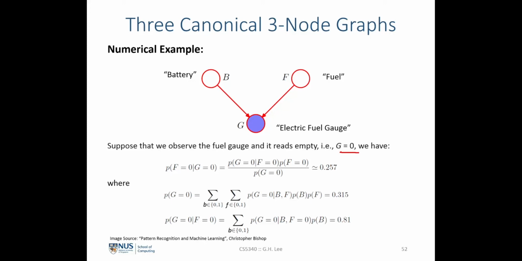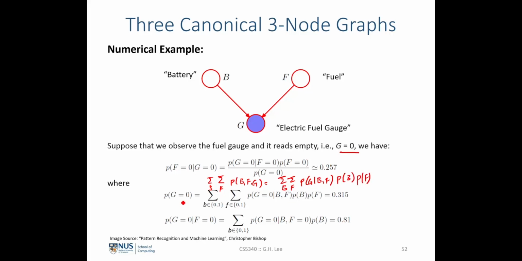Now let us first look at how to compute the denominator, the marginal probability of G equals 0. Since this is the marginal probability of G, what it means is that I would have to marginalize off B and F from the joint probability distribution of B, F, and G. And this can be rewritten as the marginalization over B and F, replacing this joint probability distribution here with our factorized probability from the graphical model, which is this conditional probability multiplied by the marginal probability of F and B over here.